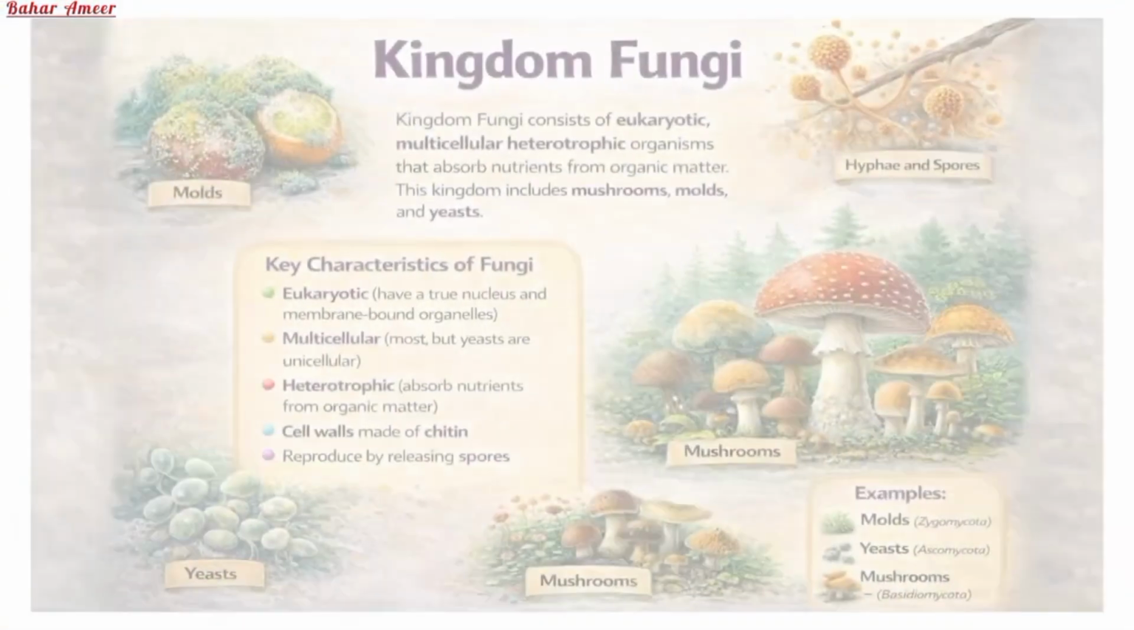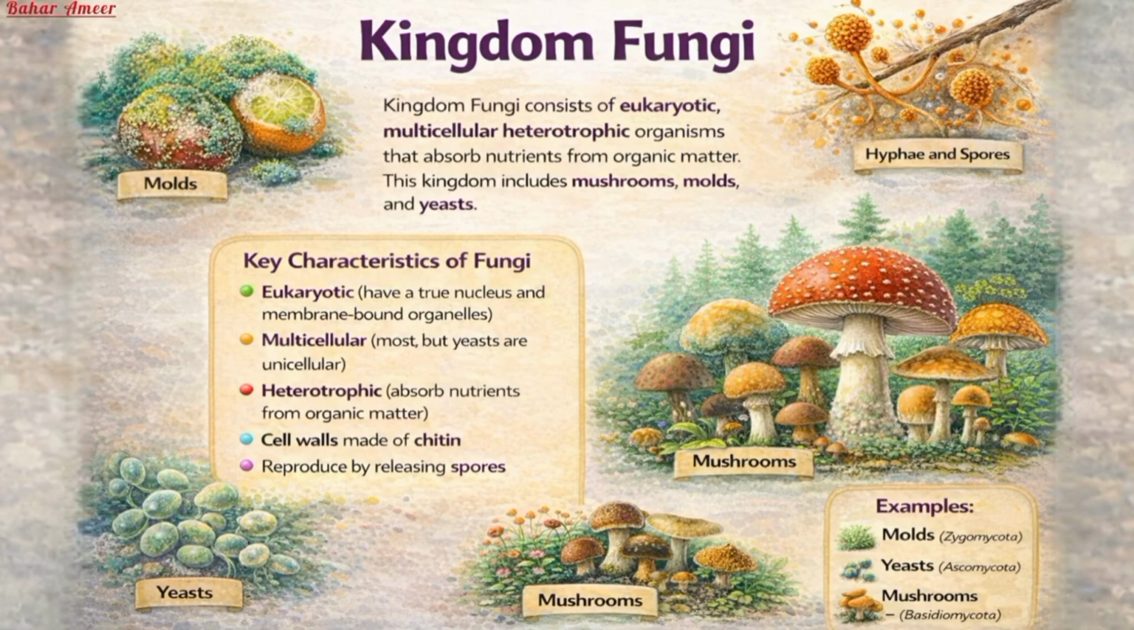Let's move to another kingdom, which is fungi. If we talk about its features, they are eukaryotic, meaning true nucleus, mostly multicellular, meaning their body contains a number of cells, except yeast, which is unicellular, and their cell wall is made up of chitin. Chitin is a polysaccharide found in fungal cell walls, providing structure and support to the cell. Basically, they consist of thread-like hyphae that form a mycelium and reproduce via spores.